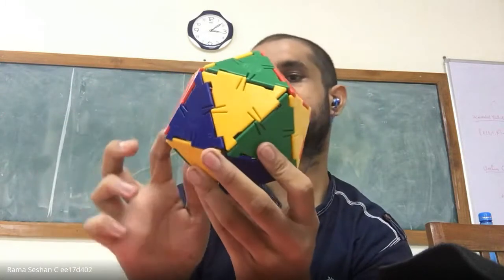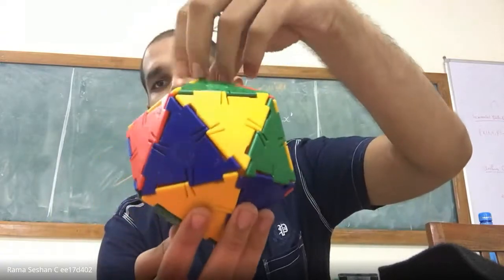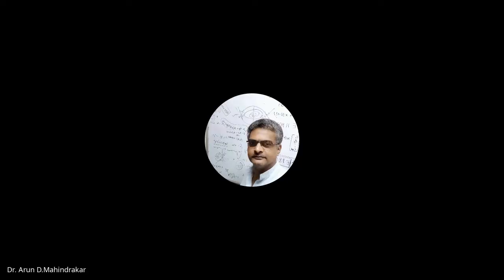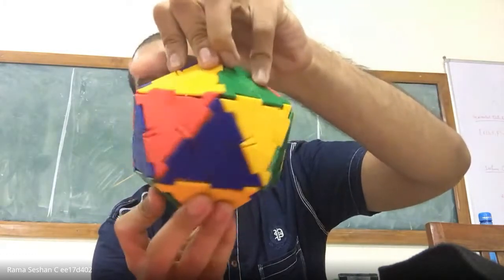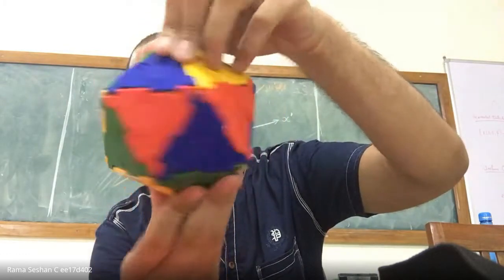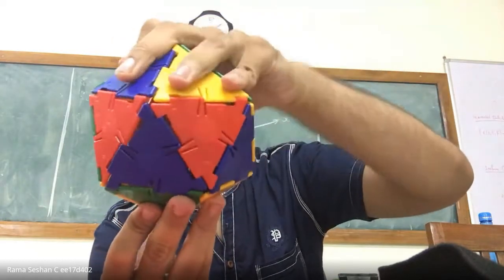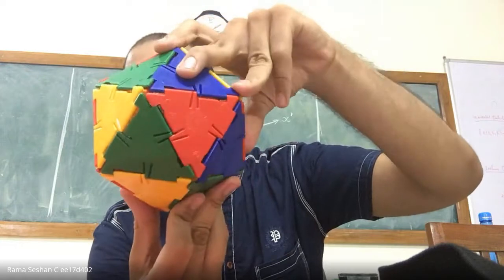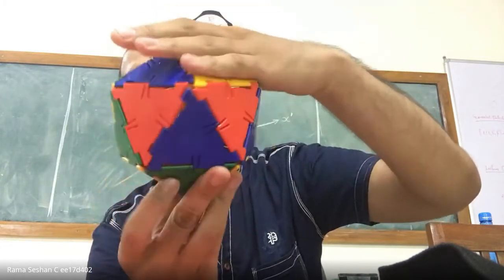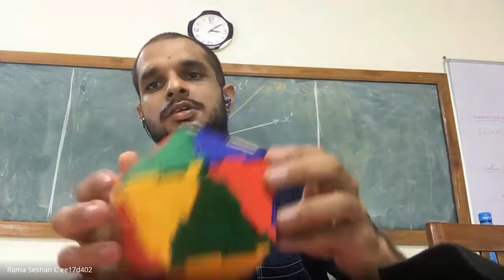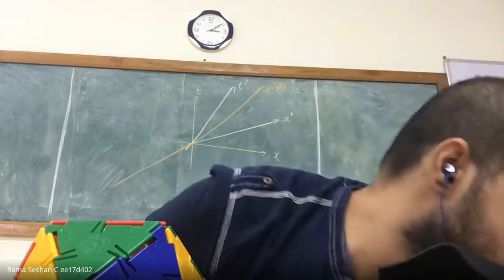Can you see? So 5 equilateral triangles at the top. Usually our satellites are in this shape only, right? Yeah, I guess I have seen many things in this shape. So 5 at the top, 5 at the bottom, and 10 at the sides. So totally 20 equilateral triangles. That is why icosahedron. In Greek, icosa means 20.